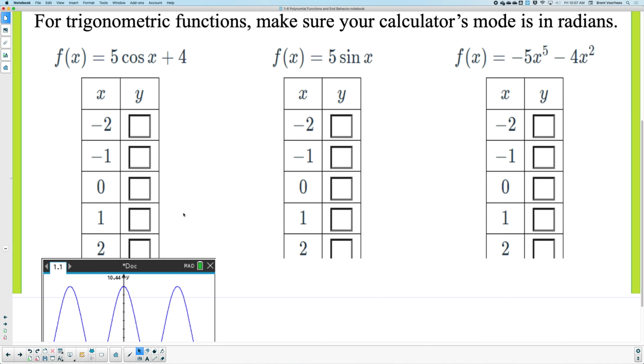What do you get at -2? 1.9. What'd you get at -1? 7. Do we round it to nearest tenth? Nearest tenth. 6.7. 6.7. Okay. 0. 9. 1. 6.7. And 2. 1.9. Okay.